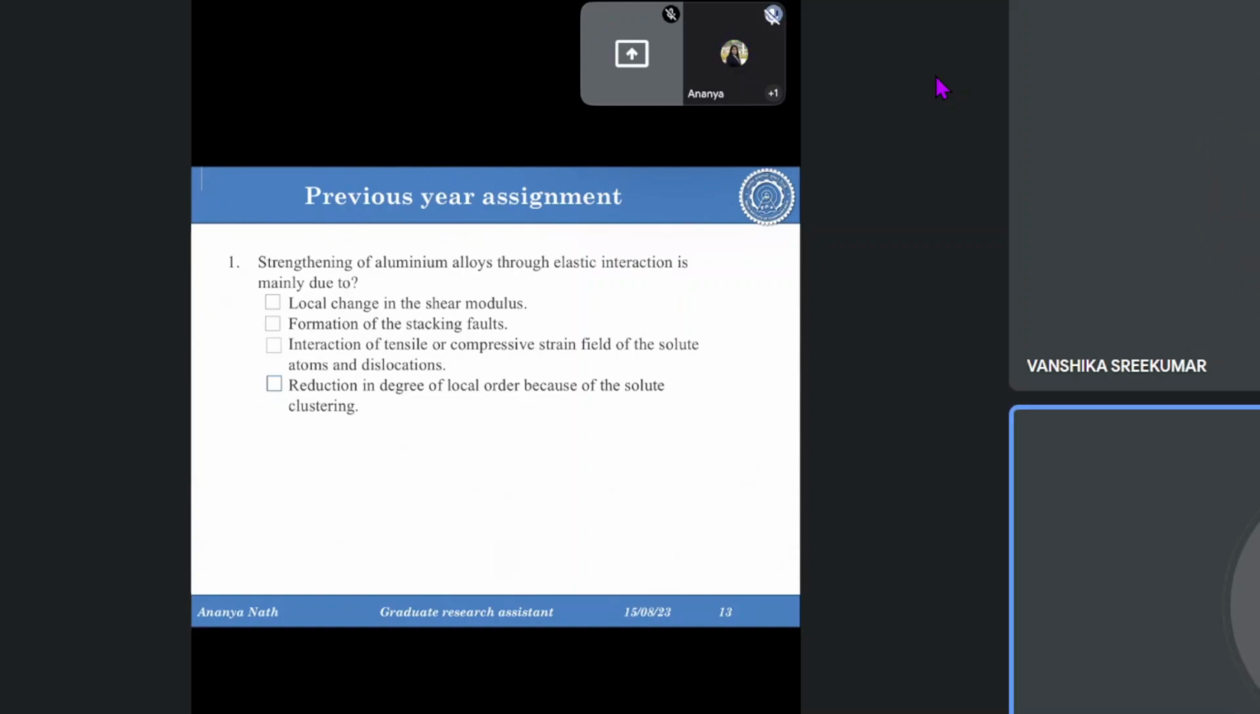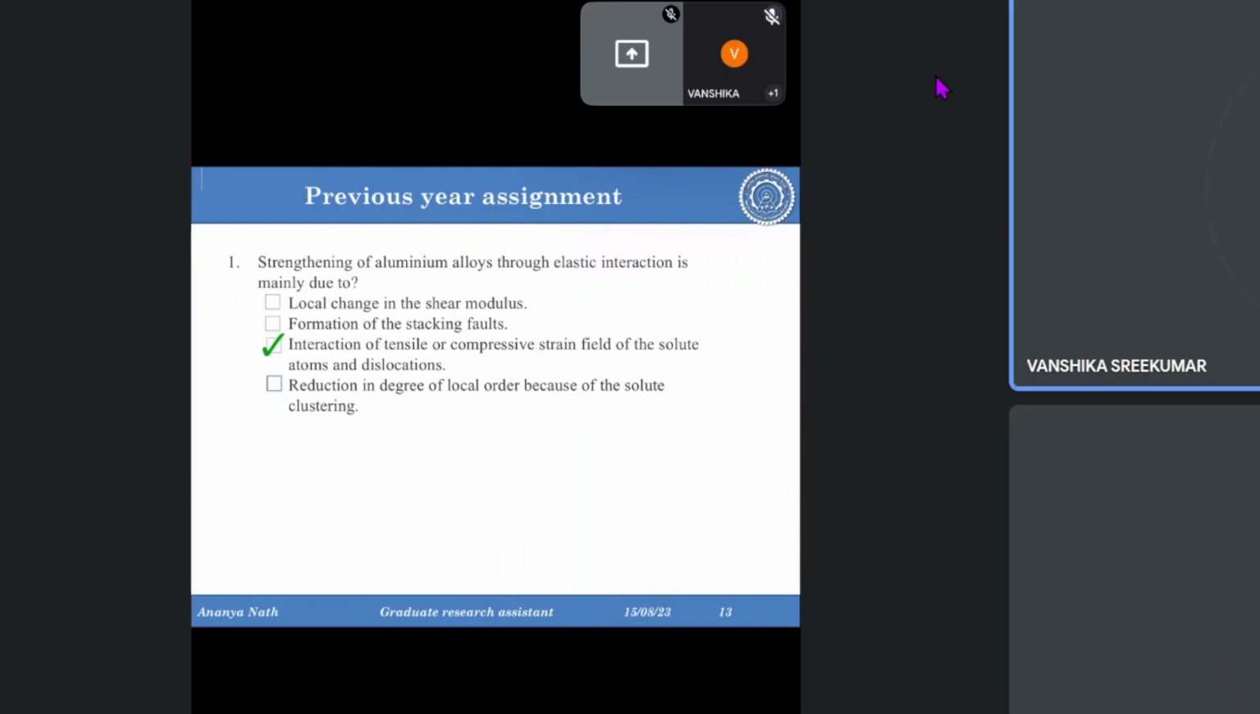Yes, the third one is right, but the shear modulus change was falling under the second segment. You can say the shear modulus is changing, but we have put it in the second segment, the modulus interaction. So as of now, we can pick the third option only, the compressive and tensile field interaction.